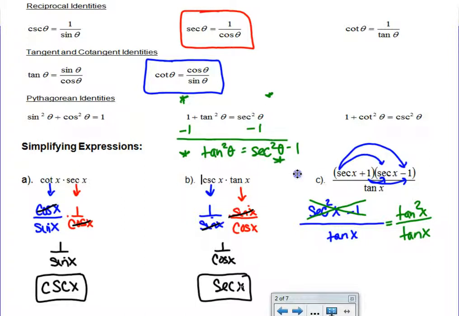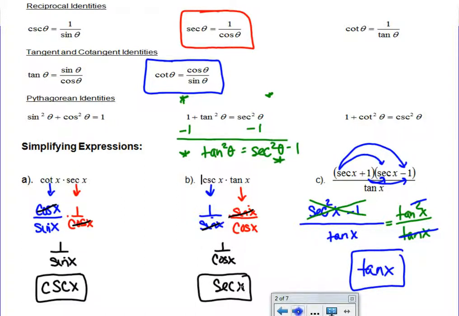So how do you know when to trade? Practice, practice, practice. These get easier with practice, and I'm not going to give you guys real hard ones, so don't freak out. But I don't think we're done. If this was like x squared over x to the first, what would you do? Cancel one of them, right? So same idea. One of the tangents will cancel, and your answer is tangent. Fun times.